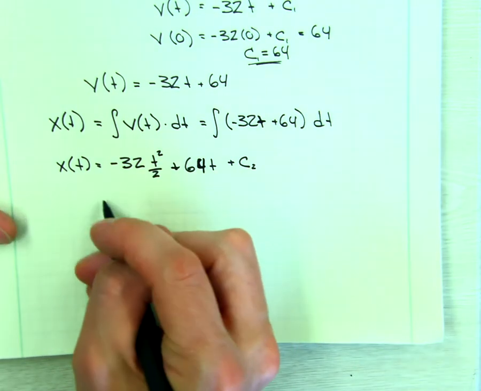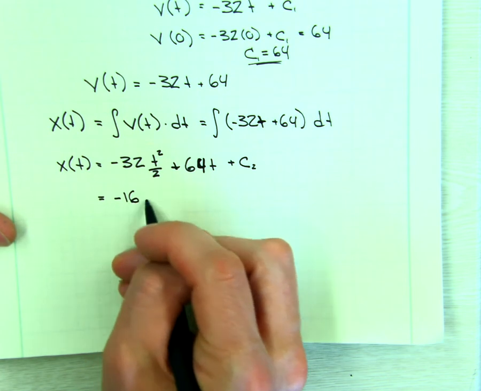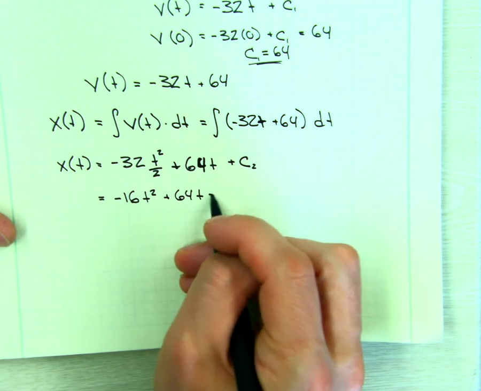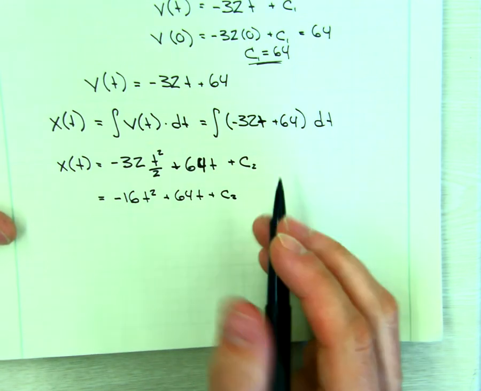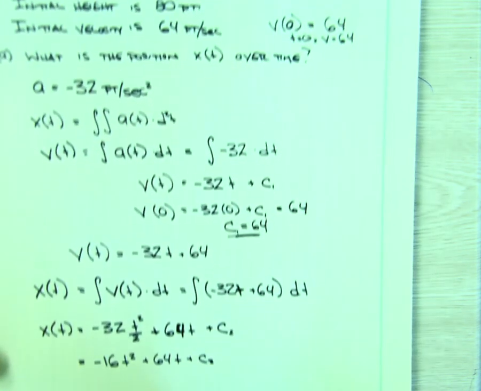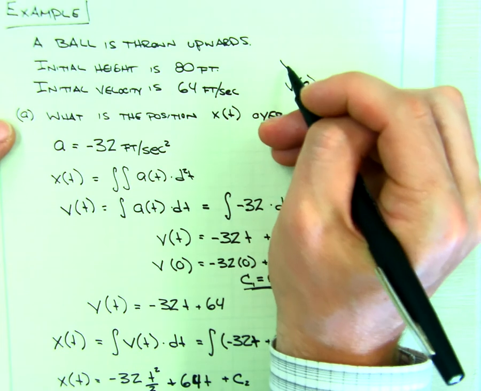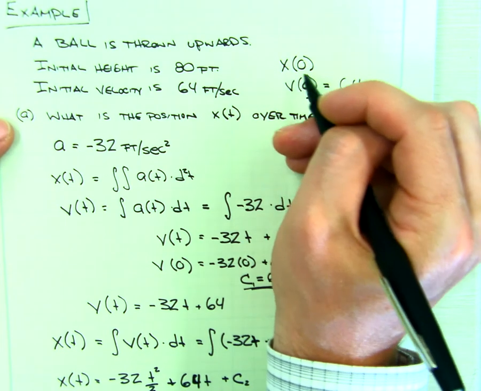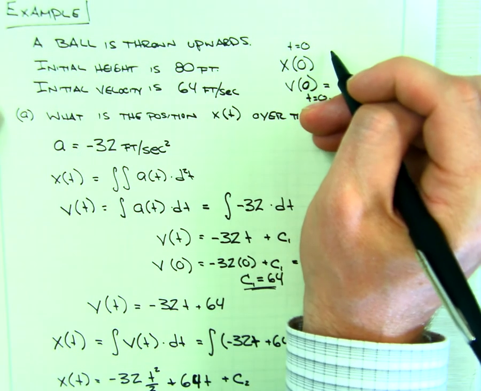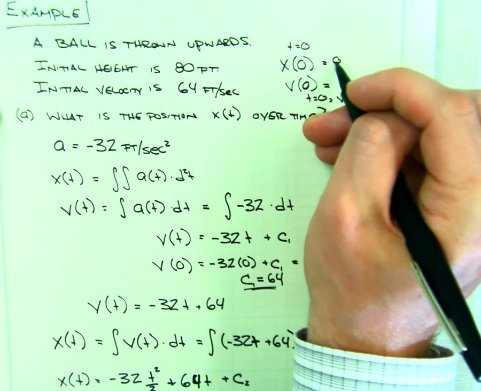Now, let me rewrite this a little bit simpler. All right, so this negative 32 over 2, I'm just going to write as negative 16t squared plus 64t plus c2. Now, I've got to do the same thing with this c2, okay? Now the other initial condition that I was given was the initial height is 80 feet. This means that x of 0, so when t is equal to 0, that's what the initial means, time is equal to 0, the height, or x, is going to be equal to 80 feet.